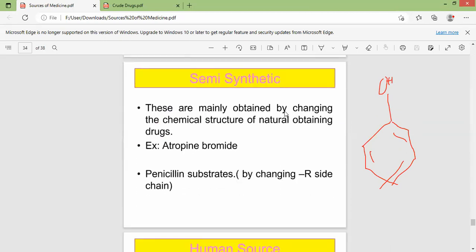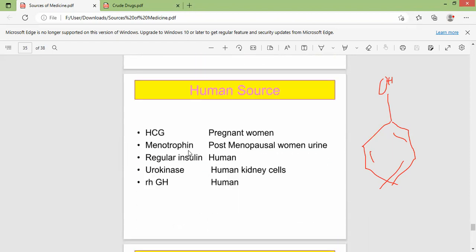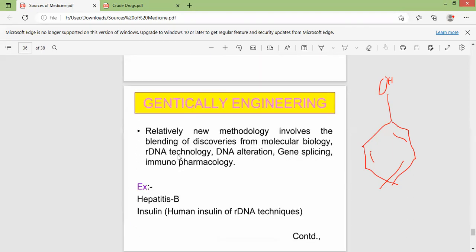Semi-synthetic, we already said, you just change the chemical structure of the natural drug. Something like changing the R chain of penicillin, then atropine bromide. Atropine is natural, but you've added the bromide, so now we can say it's semi-synthetic. Then also human source, from urine, we can get stuff like urokinase, from pregnant women, you can get HCG. So even humans can be sources of drugs. Insulin, we can get it from a human and all of that.